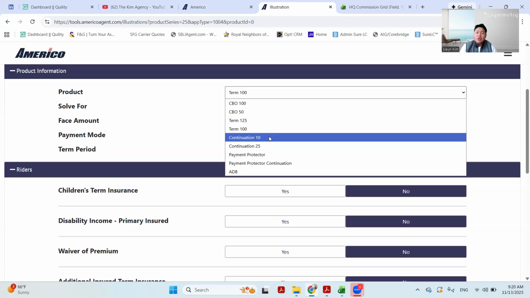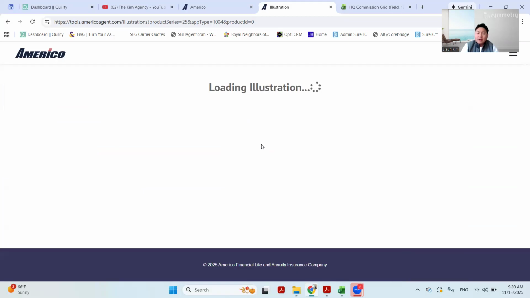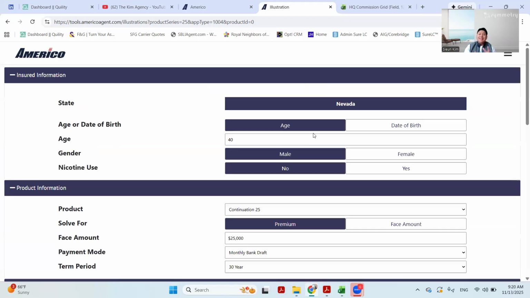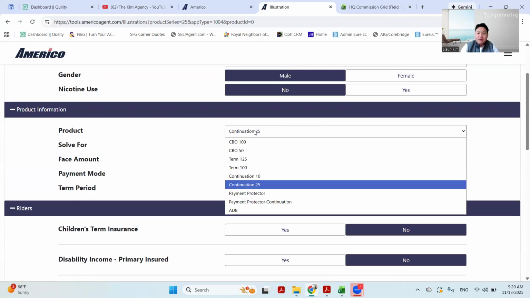And then continuation 25 means 25% of the death benefit. So that's a little higher, right? So there are these different additional options that a client can have to kind of secure their future and lock in their coverage amount early on. That is another way you can benefit.